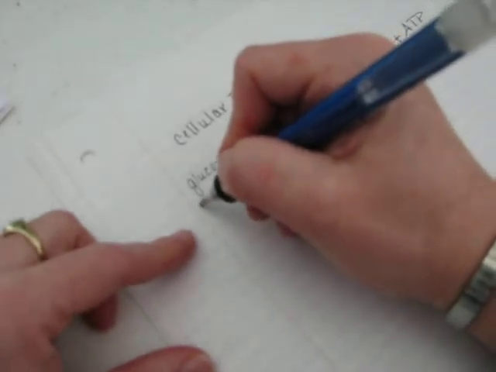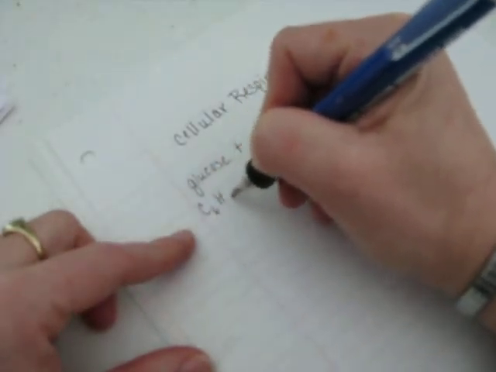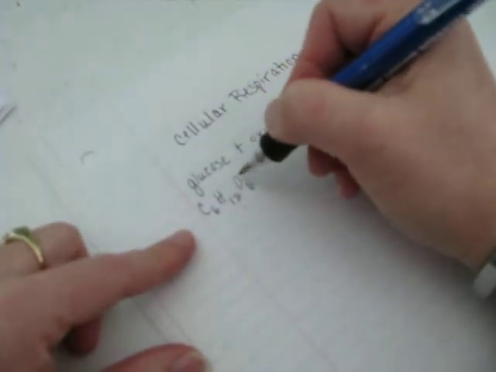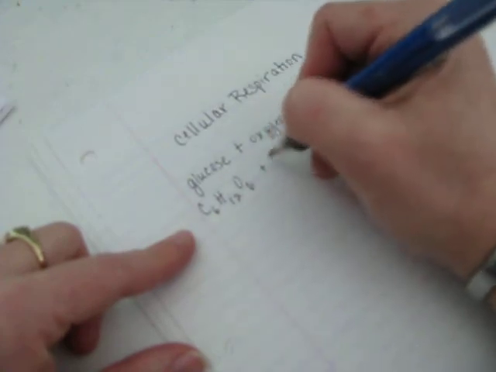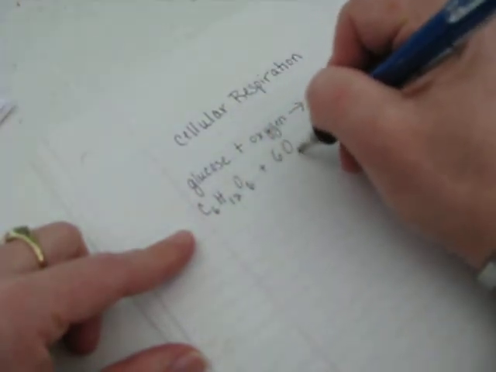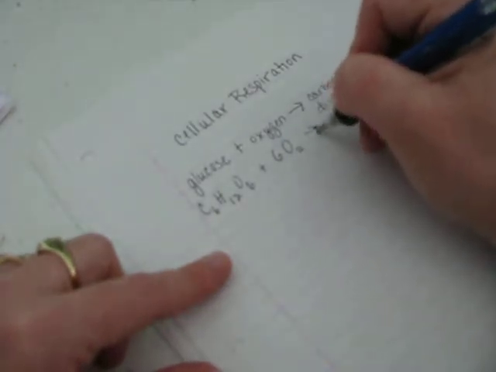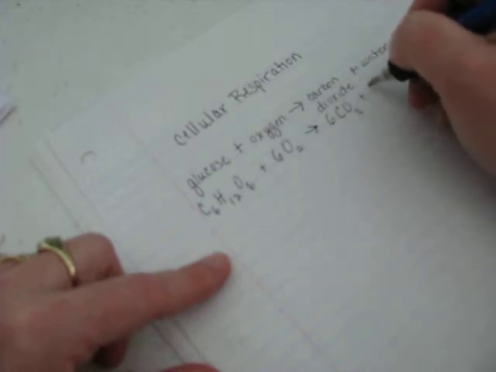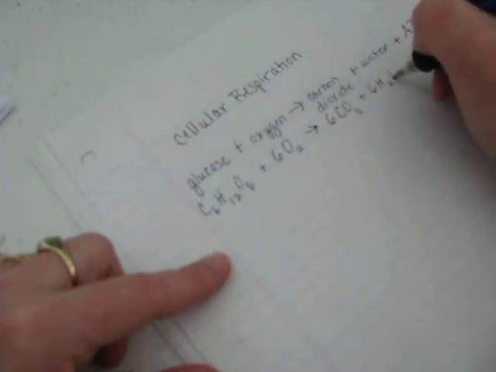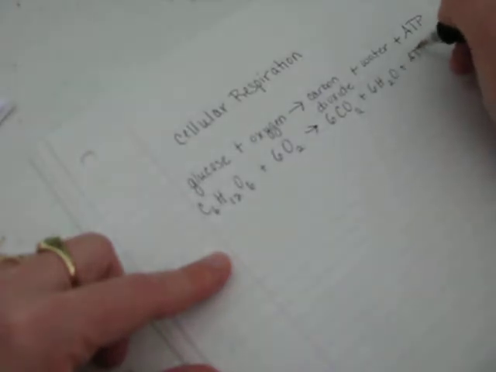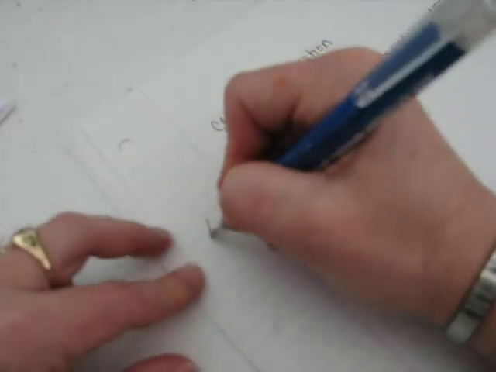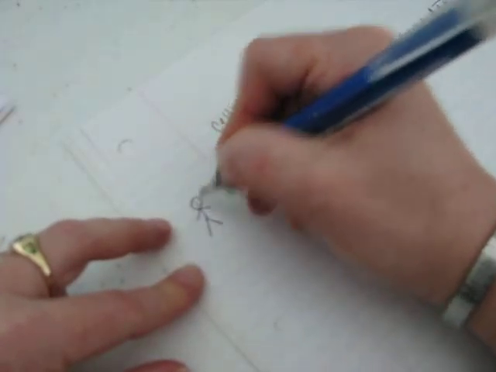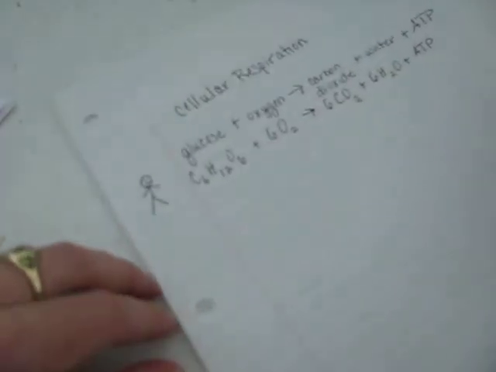Now glucose is C6H12O6. That means it has 6 carbon atoms, 12 hydrogen atoms, and 6 oxygen. Plus 6O2, that's our oxygen. We have our arrow again. Then we have 6 carbon dioxide, which is CO2, plus 6 water, H2O, and then ATP is still ATP. Okay? And to help you remember that cellular respiration is what people do, I'm going to put a little stick person here. Okay? There you go. Kind of stupid, but hey, stupid helps you remember things.